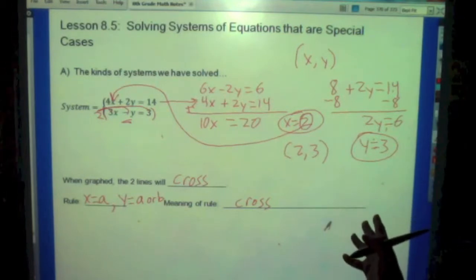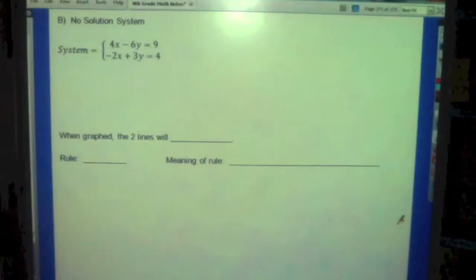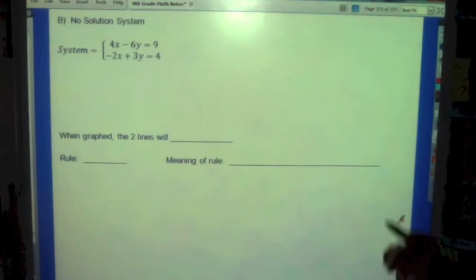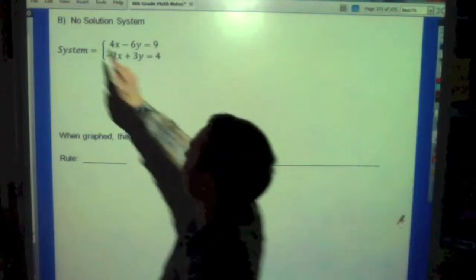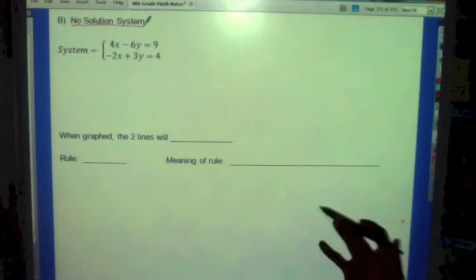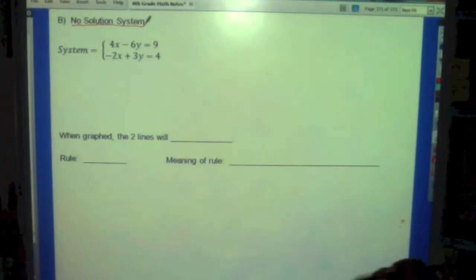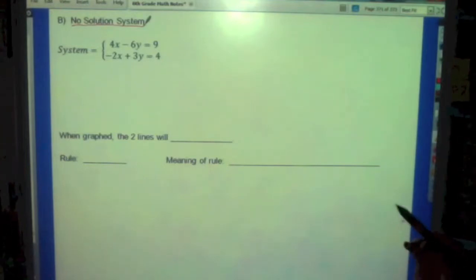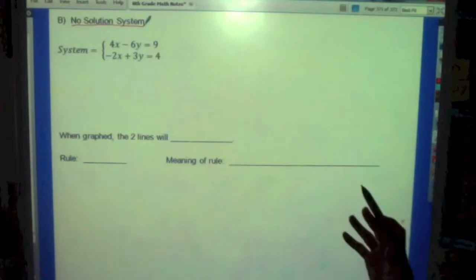Now let's take a look at some other types of systems where we don't get any coordinates. We're going to look at what those look like if we solve them. Let's take a look at another type of system. This one is going to have no solution. There is no point where these two lines cross. Let's see how we can tell if we have one that will not have a solution, where the two lines will never cross.